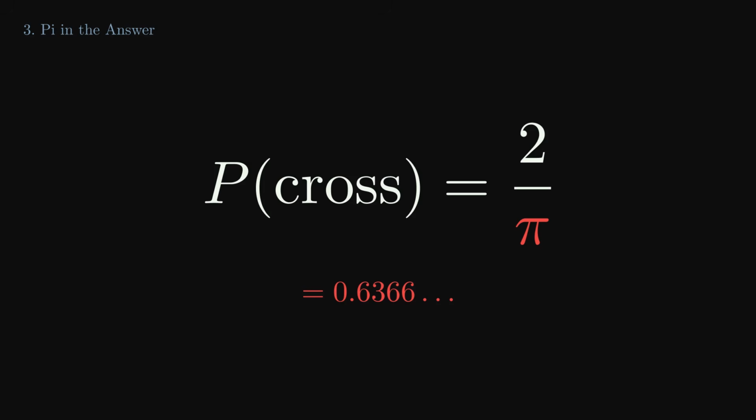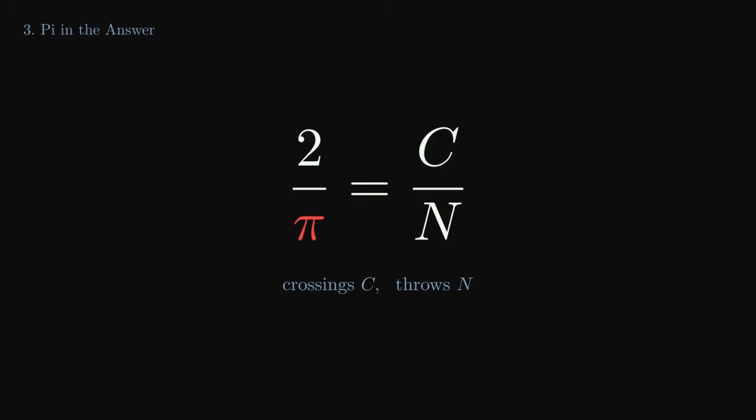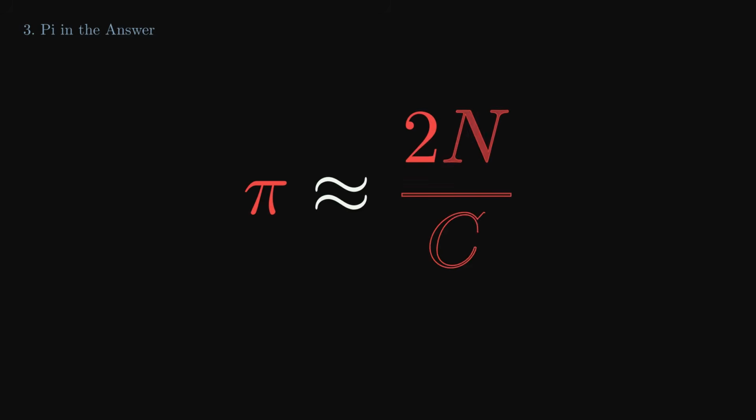And once pi is sitting in the formula, you can turn the whole thing around. Solve for pi instead of for the probability. The probability is just the fraction that cross, which is the number of crossings divided by the number of throws. Rearrange, and pi equals 2 times the number of throws divided by the number of crossings. 2 times throws over crossings. That is a recipe. Drop a pile of needles, count how many touch a line, plug the 2 counts into that fraction, and out comes an estimate of pi.